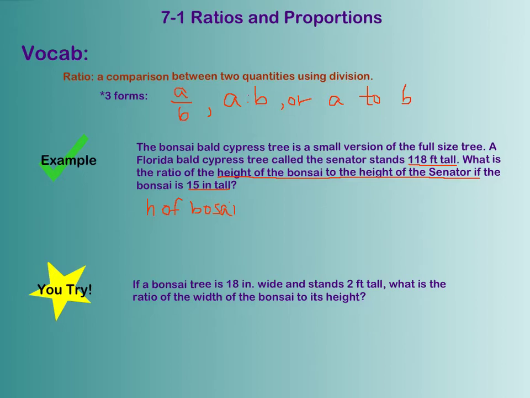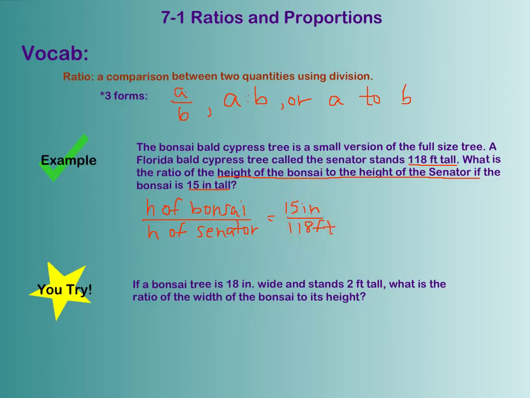Oops, I forgot the N there. The height of the bonsai to, so that's my fraction bar, the height of the Senator. And they told me the height of my bonsai tree is 15 inches. And they told me the height of my Senator is 118 feet. Okay, so they gave me these measurements, but they're in different units. If you look, you've got 15 inches versus 118 feet.